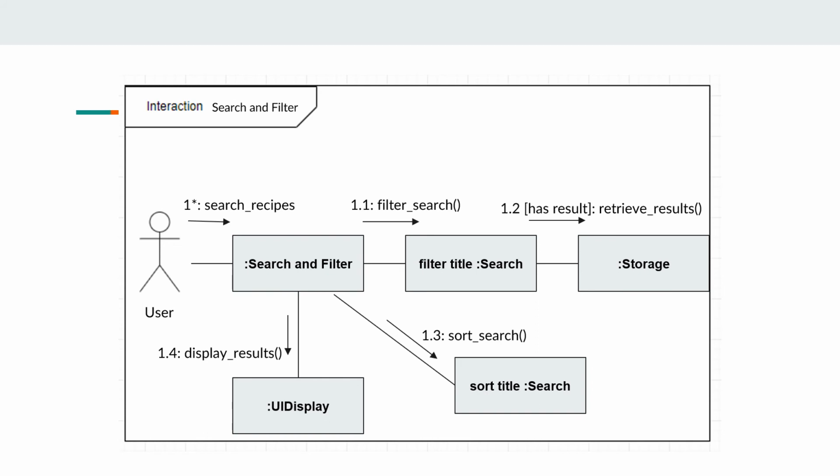From here we move to 1.1. We filter the search and look through our database to see if we are able to find any kind of a result. In 1.2, we see a bracket has result close bracket. This indicates that if this has result is true, then we will continue with 1.2, which will then retrieve the results. So we're only going to go into our database and retrieve the information if our select query returns a positive value. From then on, we move to a sort function and then to a display results function.